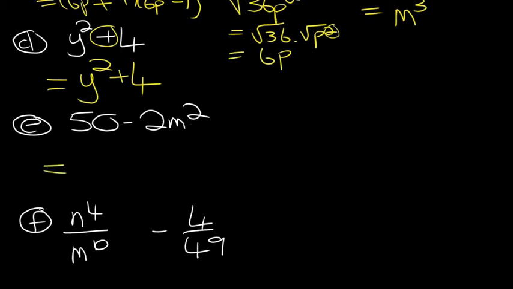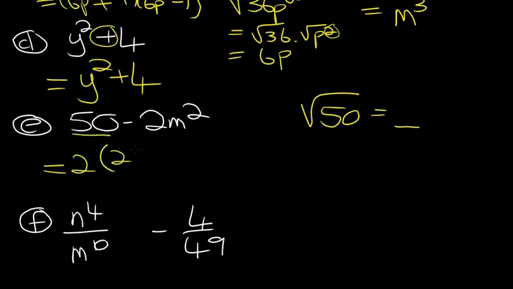Here we have 50 minus 2m squared. The problem here is we don't have the difference between squares, because for the square root of 50, you can't ask what times what is 50. That's just a natural number. So what we'll need to do is factorize this first. You take out a 2, and 50 divided by 2 is 25, and you're left here with the m squared because you took out the 2, or divided the 2 into the 2m squared.